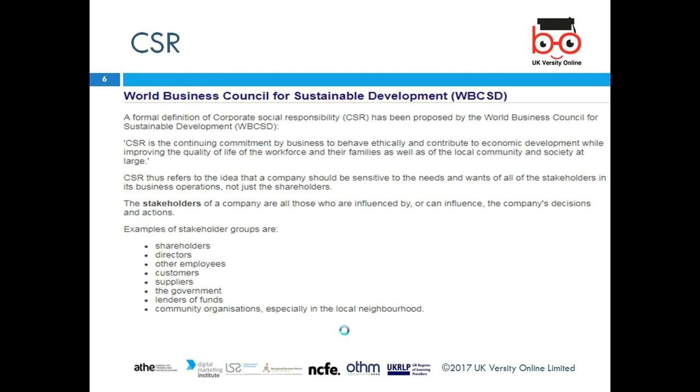CSR is the continuous commitment by business to behave ethically. What is meant by ethics? Ethics means what is morally correct. Every country and nation may have slightly different moral values, but we know the basic moral values, like no child labor, paying fair wages, and not telling lies. These are the moral values we need to set as an organization.